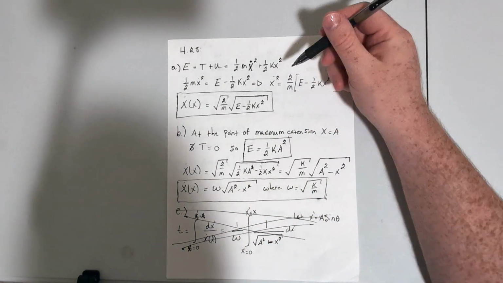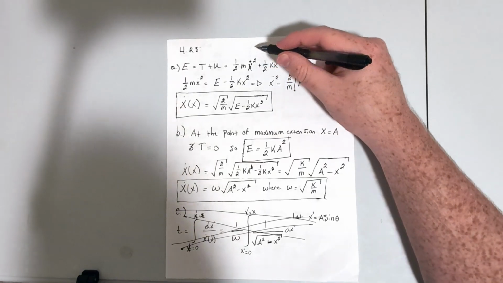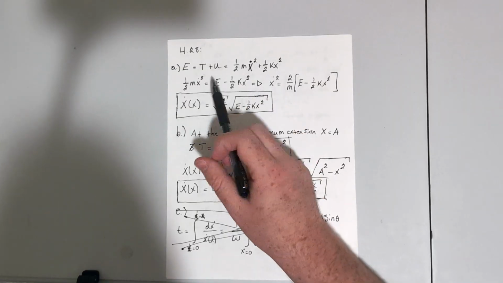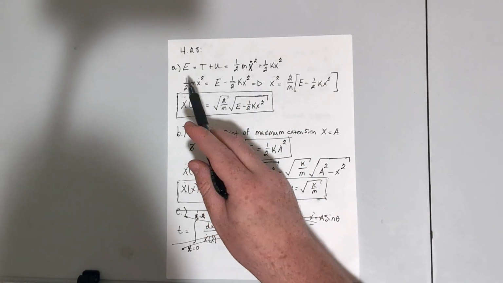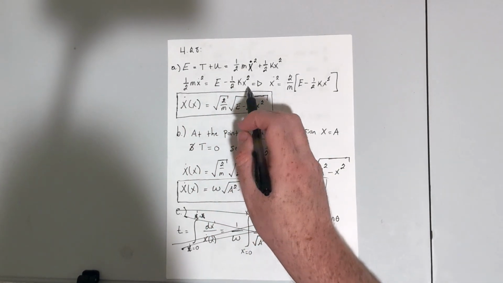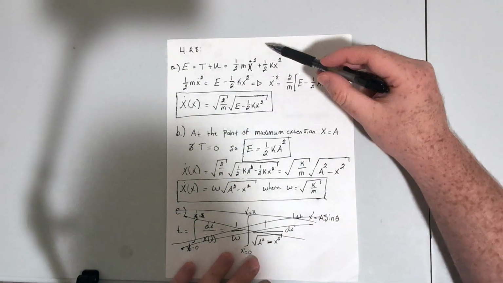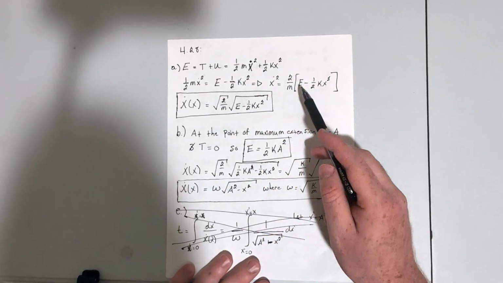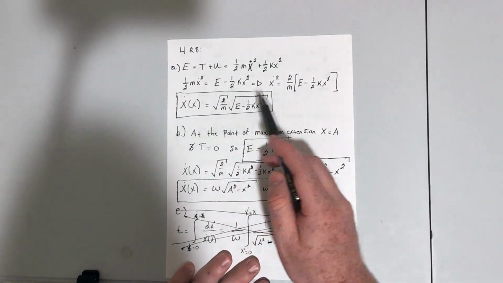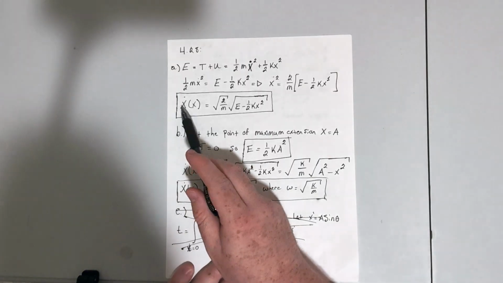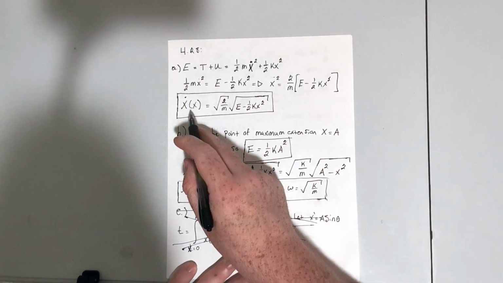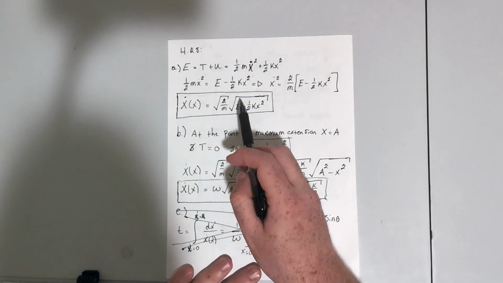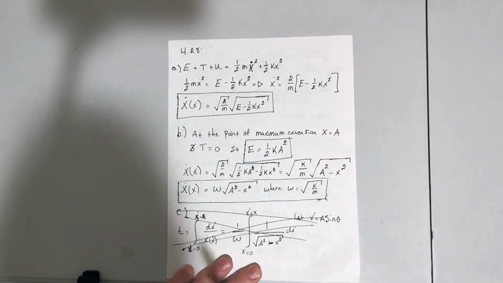Now we can solve for the velocity x dot by, of course, subtracting over 1/2 kx squared. So we have 1/2 m x dot squared is equal to E minus 1/2 kx squared. And then we can multiply over 2 over m. And then we can take the square root of that to give us that the velocity as a function of position is the square root of 2 over m times the square root of E minus 1/2 kx squared.